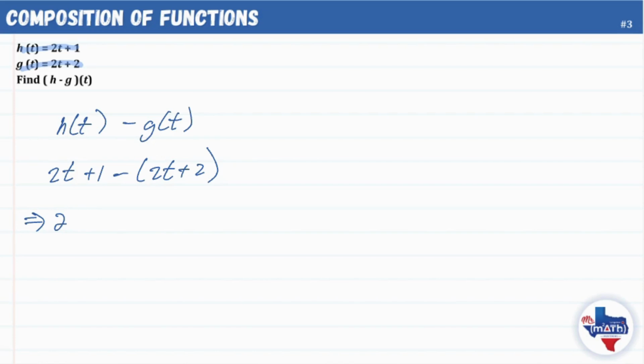2t plus 1 will distribute, negative 2t, distribute again, negative 2, and combine like terms. Negative 2t and positive 2t go out, and 1 minus 2 is negative 1.